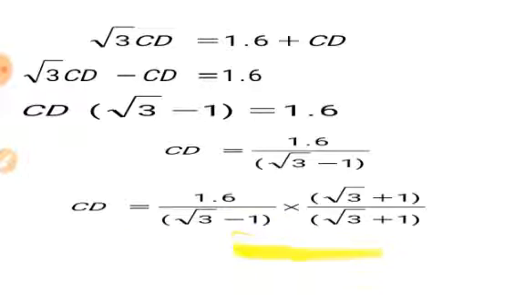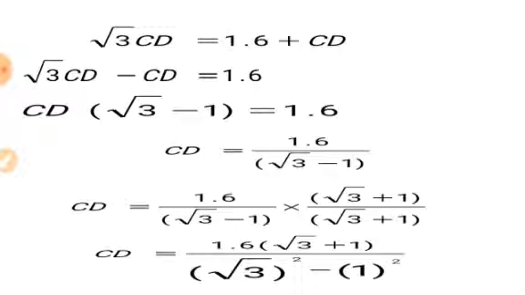In the denominator, here this is root 3 minus 1 and this is root 3 plus 1. This is of the form a minus b and a plus b. Recall the formula for a minus b times a plus b, that is a square minus b square. It means the square of the first quantity minus the square of the second quantity. So here the first quantity is root 3 and the second quantity is 1. Replace the denominator, we get CD is equal to 1.6 into root 3 plus 1 divided by root 3 whole square minus 1 whole square.